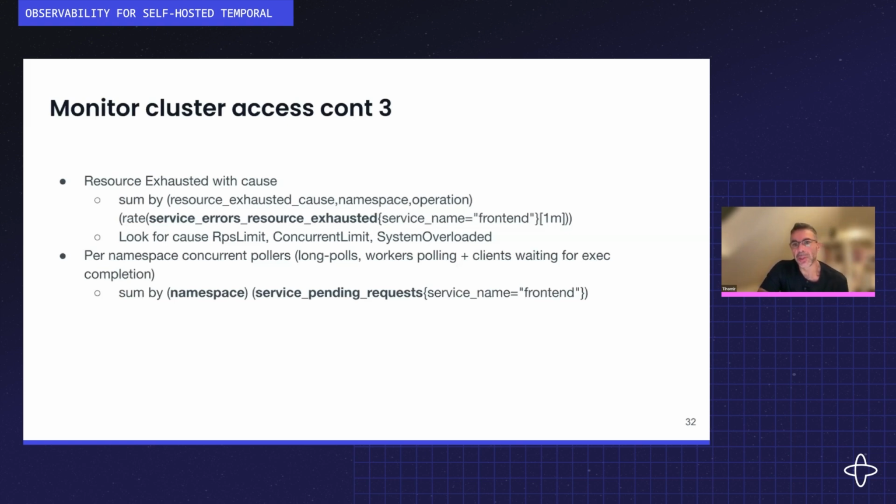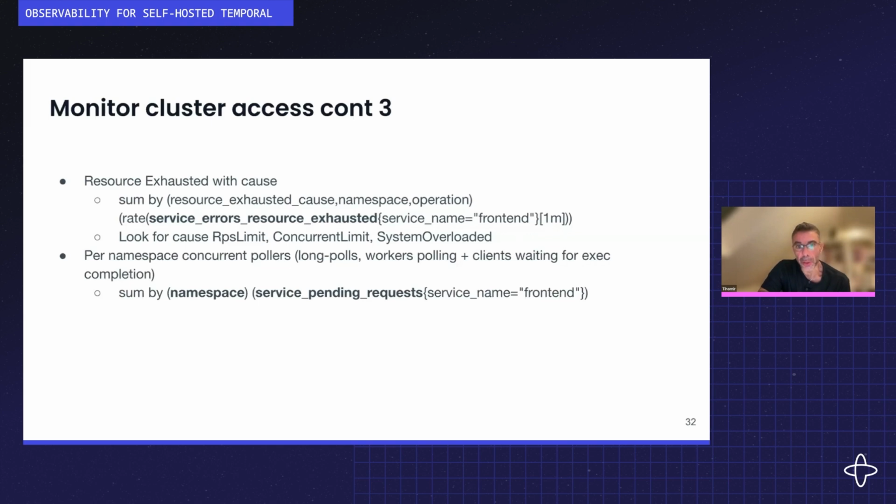And then, of course, for system overloaded as well, we can see maybe there's a particular namespace that's tripping and causing some sort of possible persistence issues or overloading our persistence as well. And then we go back and see if we can increase or decrease the limits again, and see what to do.